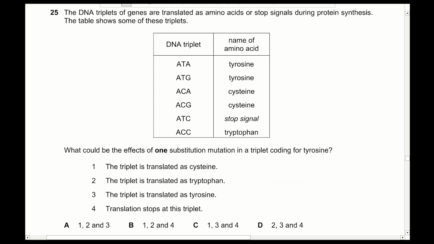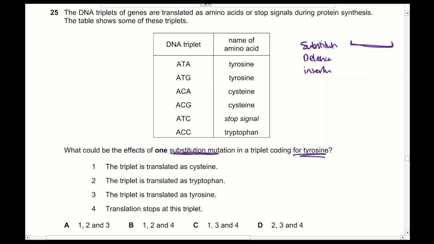Question number 25. The DNA triplets of genes are translated as amino acids or stop signals during protein synthesis. The table shows some of these triplets. What could be the effects of one substitution mutation in a triplet coding for tyrosine? So, a substitution mutation is a type of point mutation. Point mutations are any mutations affecting a single nucleotide. So, in this case, we have substitution, deletion, and insertion mutations.